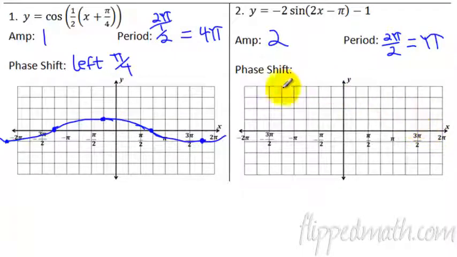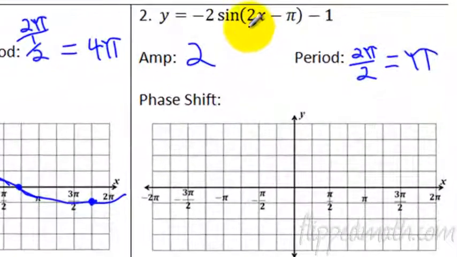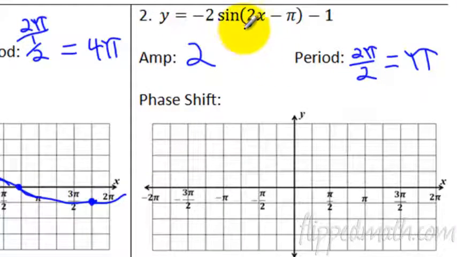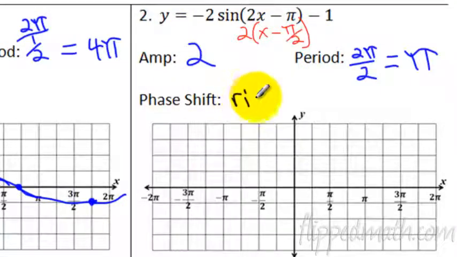But we can't figure out the phase shift when it looks like this. We need to factor out, and that's why I left you some space on your notes, we need to take that 2 and factor it out. So if we divide by 2, we just get x. You divide this by 2, you get pi over 2. Now you can see that the phase shift is right pi over 2.